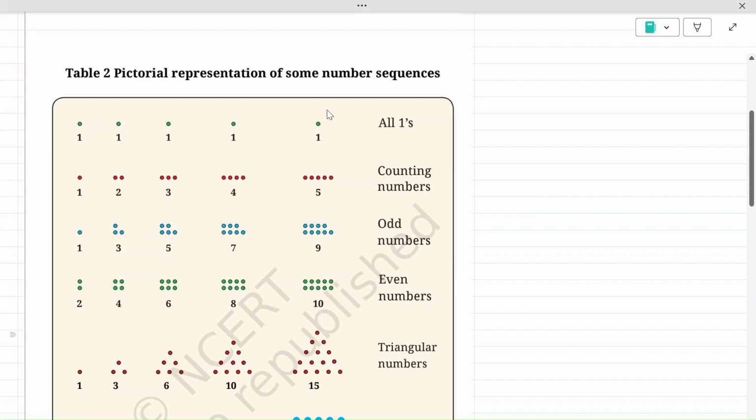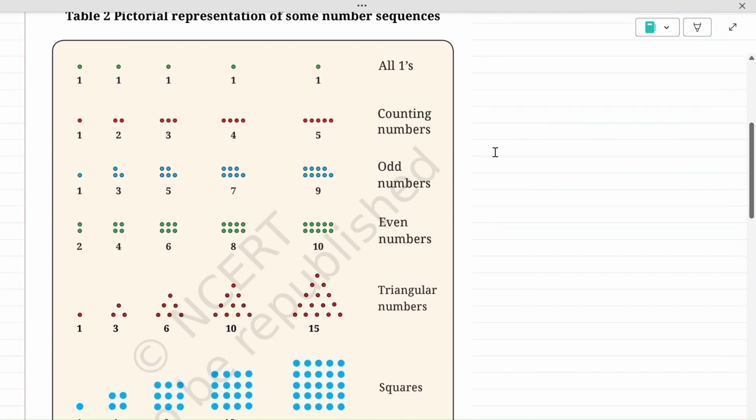If we see the first sequence, it has all ones and every one is represented using a green dot here. Okay, this is the sequence of all ones. Next, we have the counting number sequence, which is also called the natural number sequence. Here, every number is denoted by a red dot. So, in the first position, we have one dot because of 1. Here we have 2 represented by 2 dots, 3 by 3 dots, and so on.